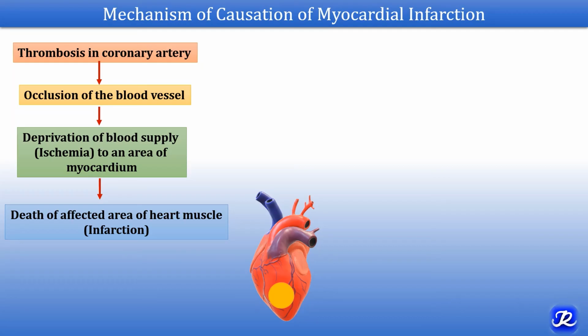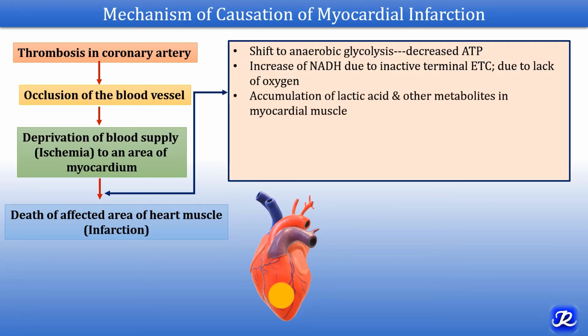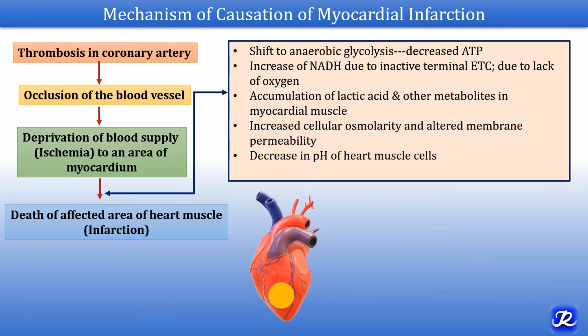So what are the various metabolic changes that occur due to deprivation of blood supply to the myocardium? Let's see. The first is shift to anaerobic glycolysis and there is decreased ATP. Increase of NADH due to inactive terminal electron transport chain due to lack of oxygen. Accumulation of lactic acid and other metabolites in the myocardial muscle. Increased cellular osmolarity and altered membrane permeability. Decrease in the pH of heart muscle cells and inefficient contraction of heart muscles.